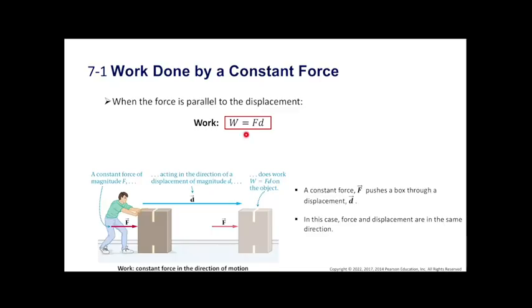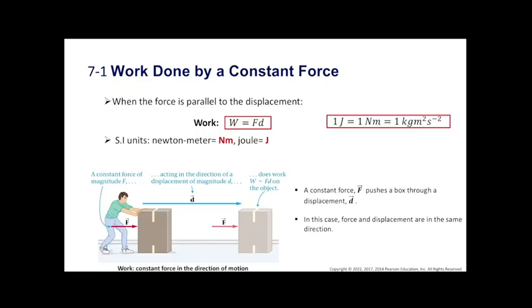Now the unit of work is Newton meter. Since force is in Newtons and d is in meters, therefore the unit of work is Newton meter, or we can call it joules, J. Now the work is the product of these two magnitudes. Therefore it is a scalar quantity. So keep in mind that work is not a vector quantity, it is a scalar quantity.